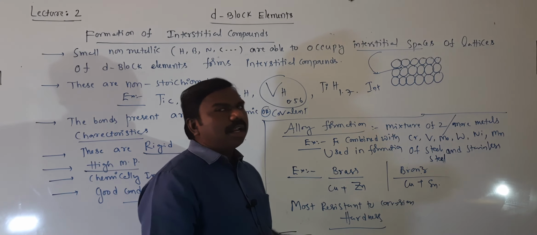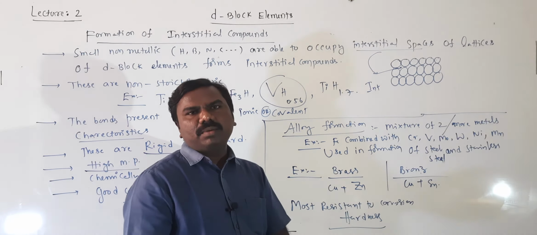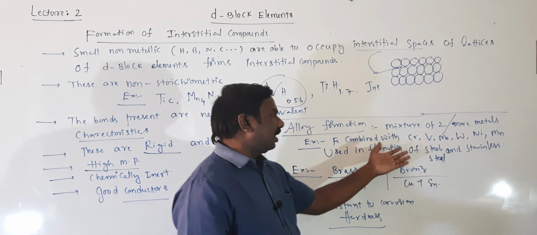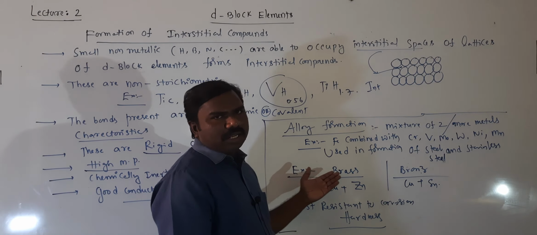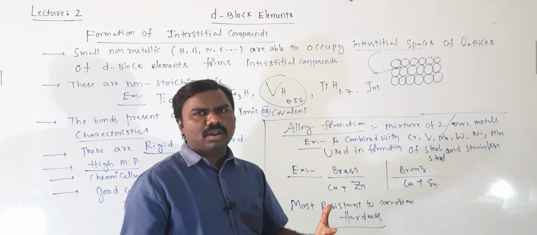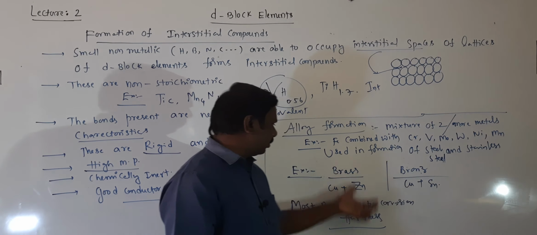Iron alloys are there, many alloys. Iron combined with chromium, vanadium, molybdenum, manganese, then forms different kinds of steels and stainless steels. Those are named as iron alloys. Many other alloys are there: brass, bronze, German silver, gunmetal, bell metal. To give a few: copper and zinc gives brass, copper and stannous gives bronze.